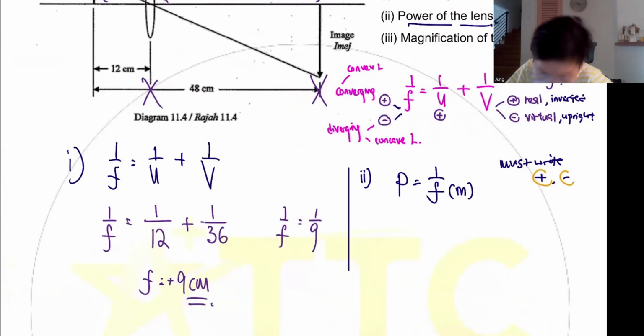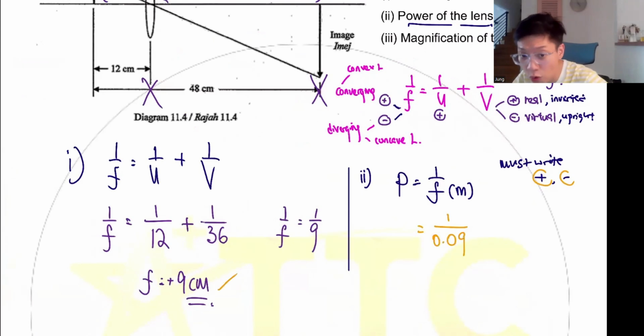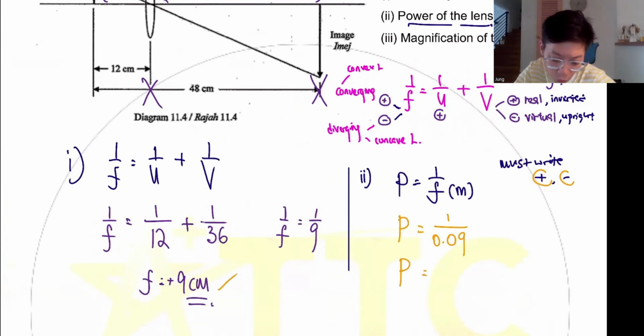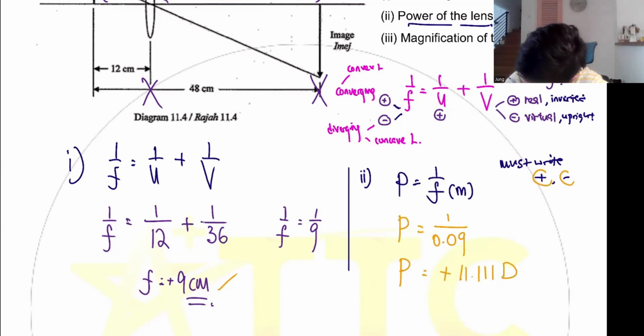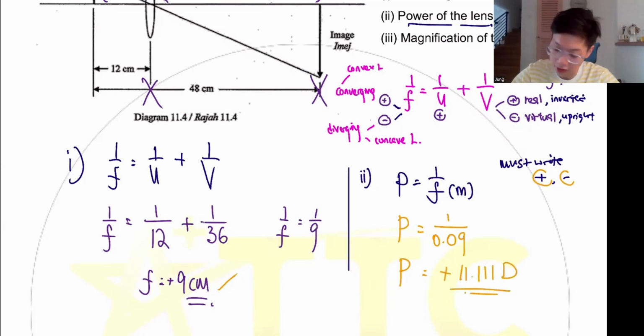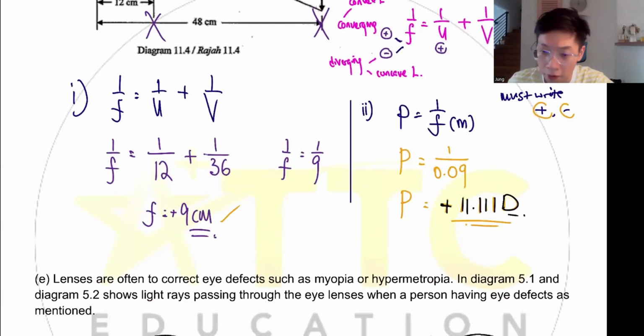Now, power equals 1 over F. For this one, if it's 9 cm, to change this to meters, I have to put it as 0.09. So this power is 1 divided by 0.09. So my power is positive 11.111. The unit is D, which stands for diopter. Remember, 11.111 D. Diopter is the unit for the power of the lens. Unit called diopter means power of the lens.